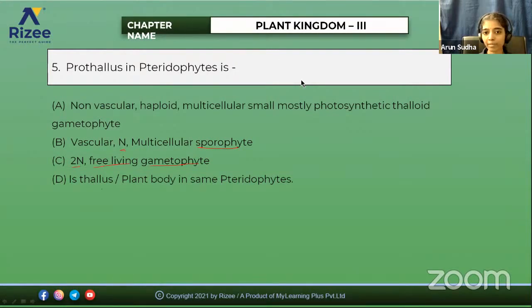I hope you're clear with the concept, right? So prothallus in pteridophyte is actually non-vascular because it is the first structure that forms from the spore. It is haploid, multicellular, small, and can photosynthesize on its own. It is not a well-differentiated structure, so it is thalloid and it is a gametophyte. So A is the correct option.